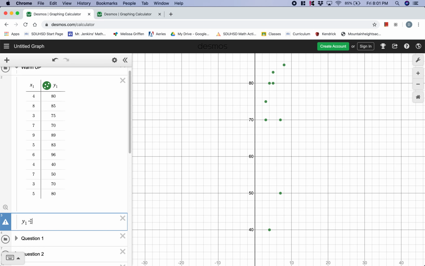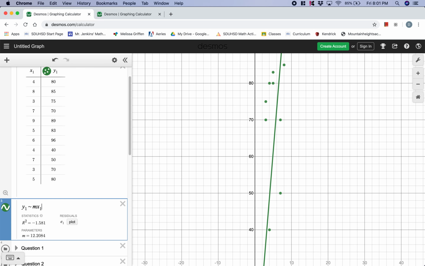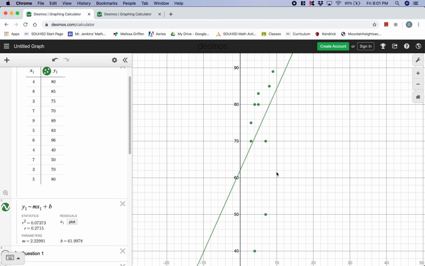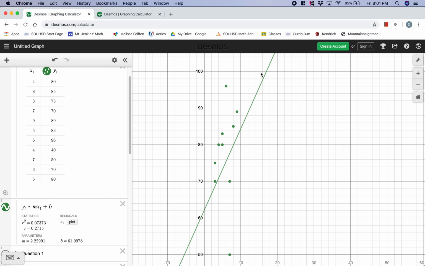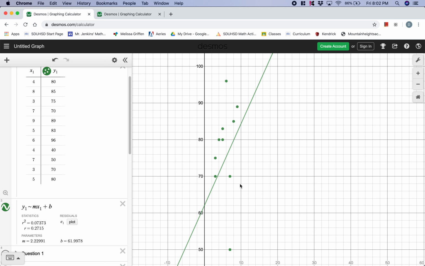So you have to hit shift and then that button. And then we're going to put mx. Now that x value is talking about the data from table set 1, so we put 1. And we're going to put plus b. Now right here, guys, is my best fit line of this data. So these outliers over here are pulling it down, but now we can easily see the two, okay?